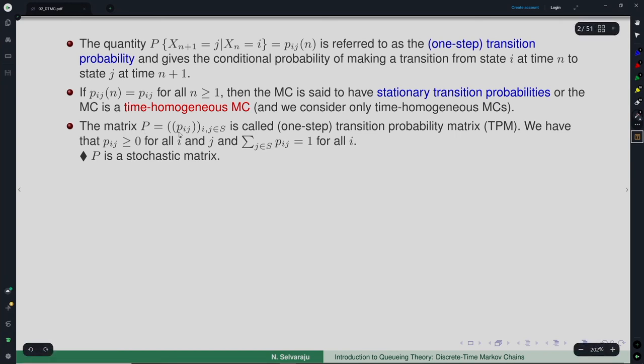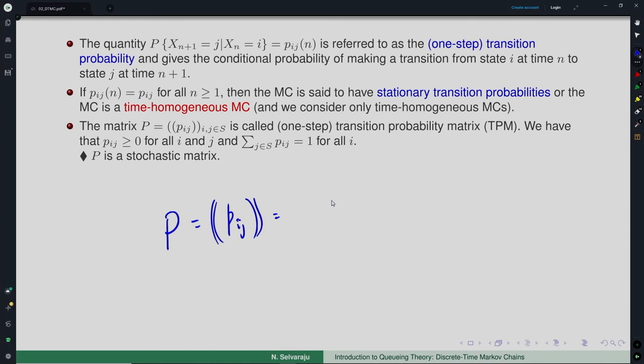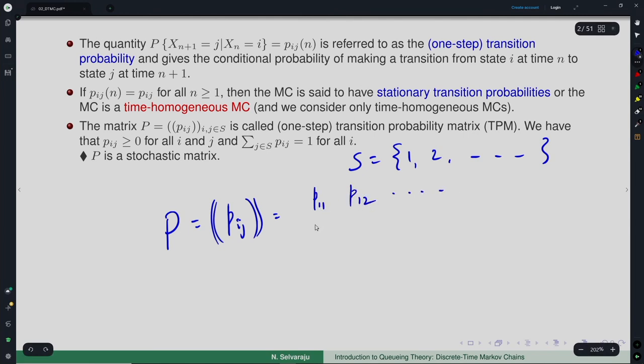So the matrix P, which we form by putting together all these conditional probabilities, one for each pair of states, is what is called the transition probability matrix, or we may abbreviate it as TPM. So basically what we have here is a matrix P with entries Pij. Suppose I assume the state space to be 1, 2, 3 and so on for simplicity. Then I will have here P11, P12 and so on, P21, P22 and so on. Now this is the matrix, with the states 1, 2, 3 and so on along the rows and along the columns.